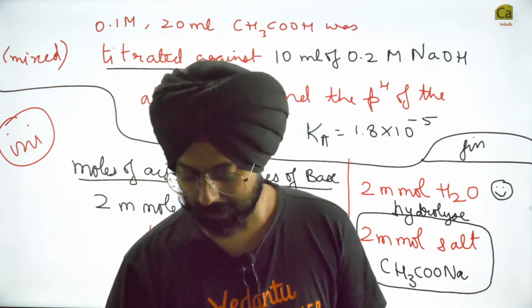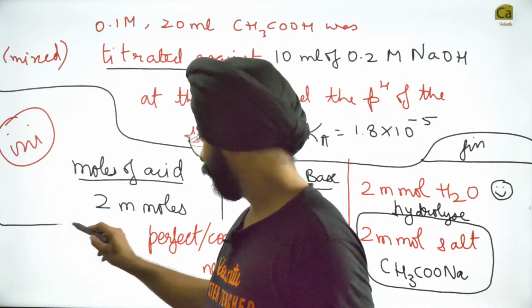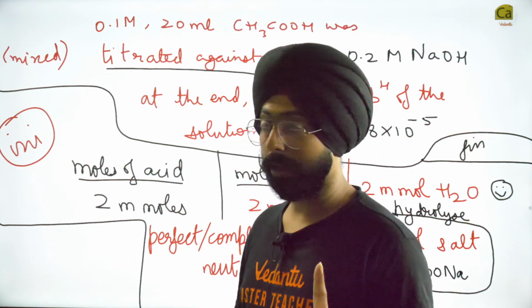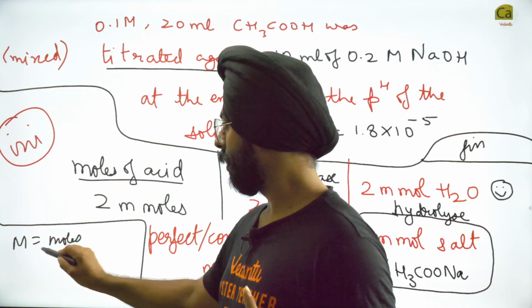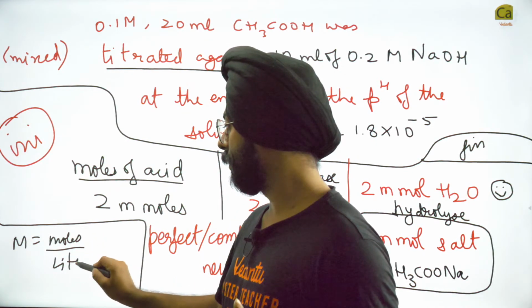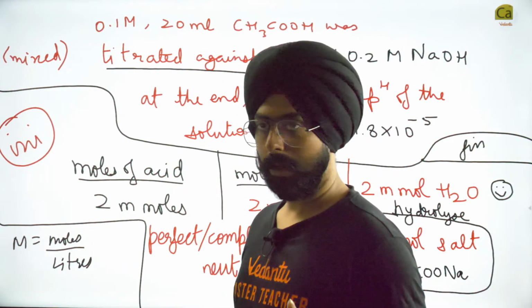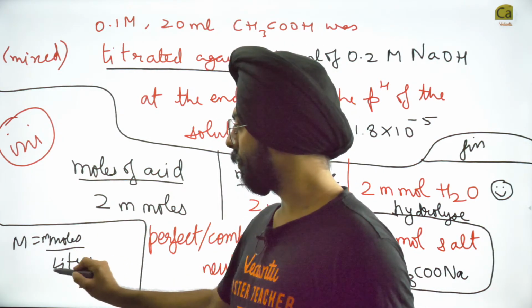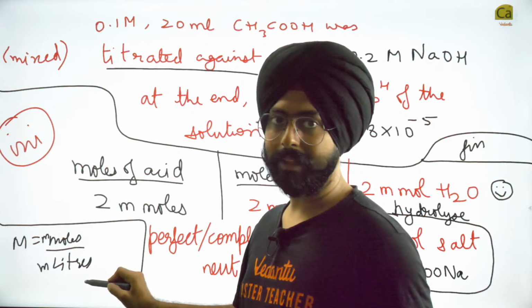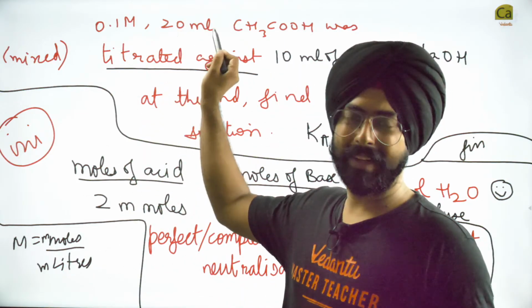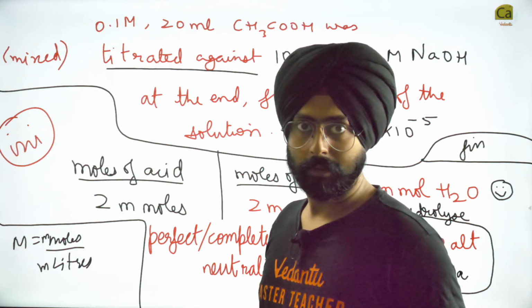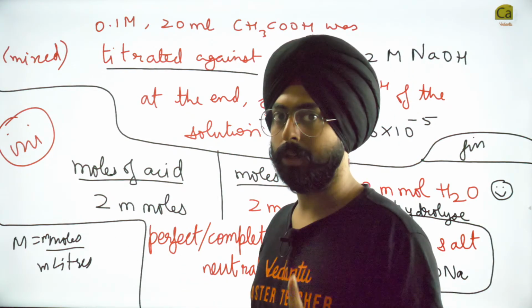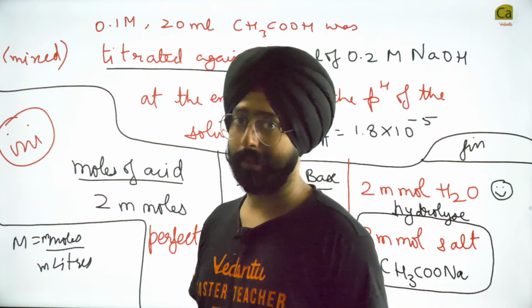Listen to me carefully. Molarity is equal to moles upon liters. If I write millimoles, then this will be milliliters. What's the volume over here? Milliliters. This is what? Molarity. Get it? Please, basics of chemistry should be clear.